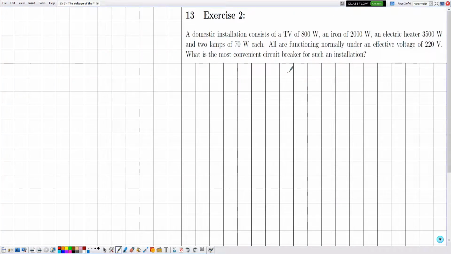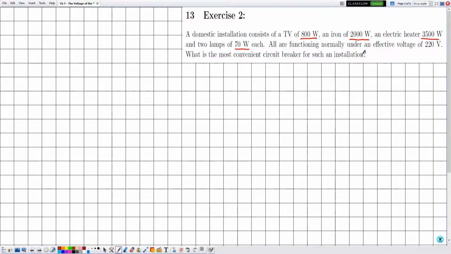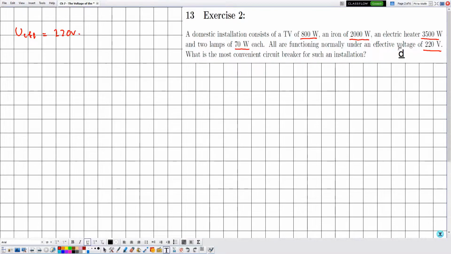Now the second exercise, they are telling me a domestic installation consists of a TV of 800 watts, an iron of 2000 watts, an electric heater of 3500 watts, and 2 lamps. Each of the lamps is given by 70 watts. All function normally under an effective voltage of 220 volts. So here we have the effective voltage is equal to 220 volts. They are asking me what is the most convenient circuit breaker for such an installation.